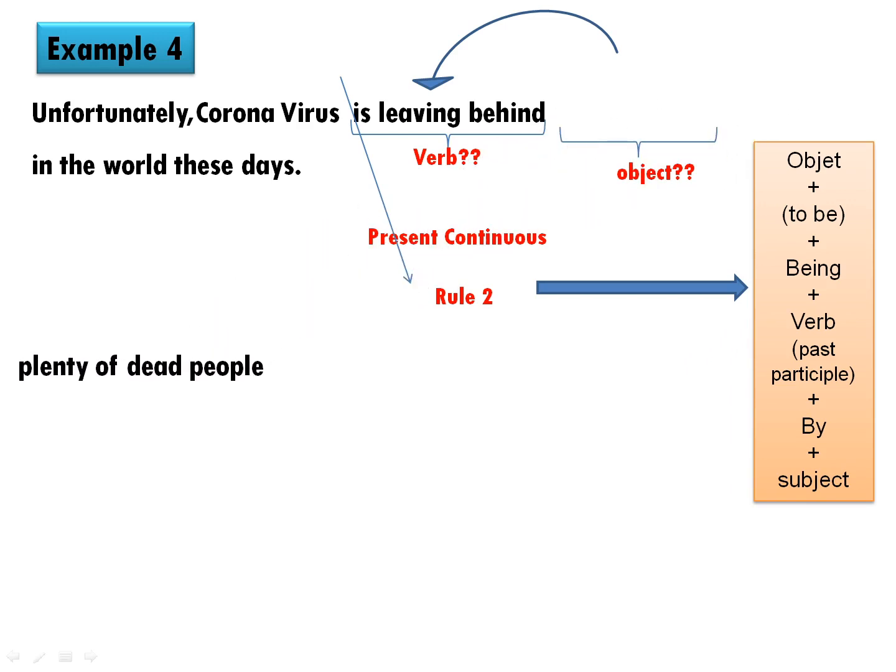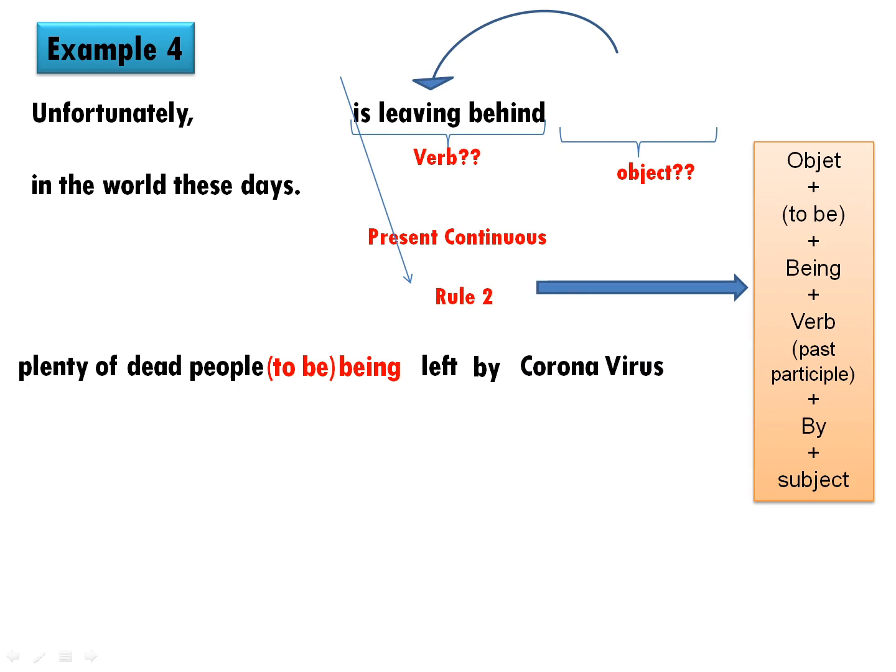So again, the object, plenty of dead people. Great. That's the object. To be, yes. Being. Yes. Verb in past participle. So here you have the verb leave, but it's not in the past participle, is left. Okay? Great. And then by, and then the subject, coronavirus. Great. And then finish my sentence in the word these days.